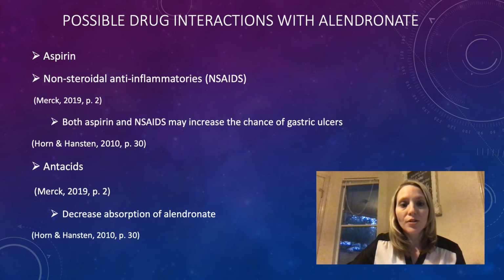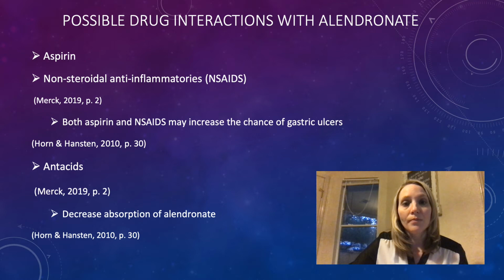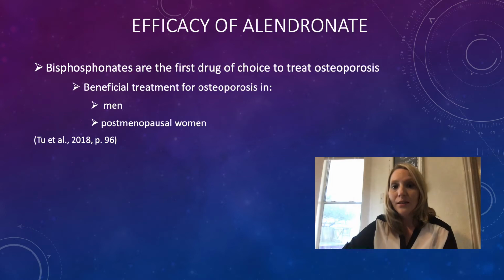Possible drug interactions that can occur include aspirin, NSAIDs, and antacids. Aspirin and NSAIDs may cause gastric ulcers, while antacids may interfere with absorption. Next, we look at the efficacy of alendronate. Biphosphonates are the first drug of choice to treat osteoporosis. They're a beneficial treatment in osteoporosis in postmenopausal women and also in men.